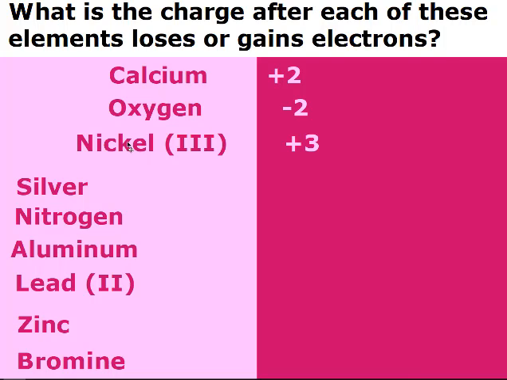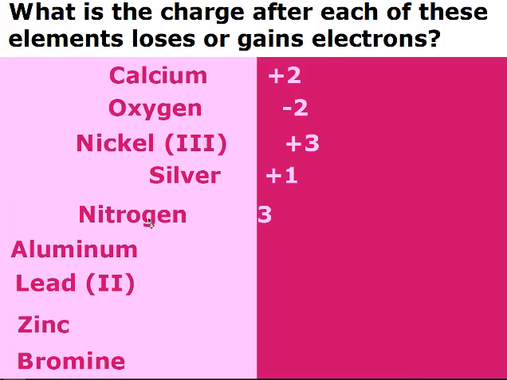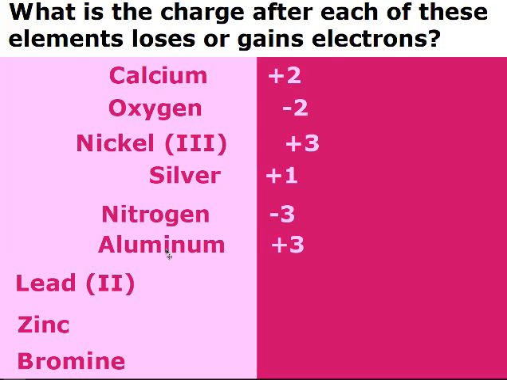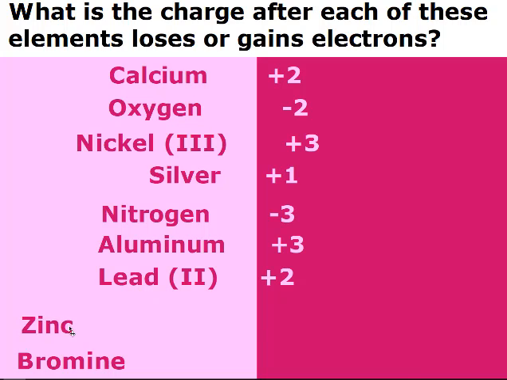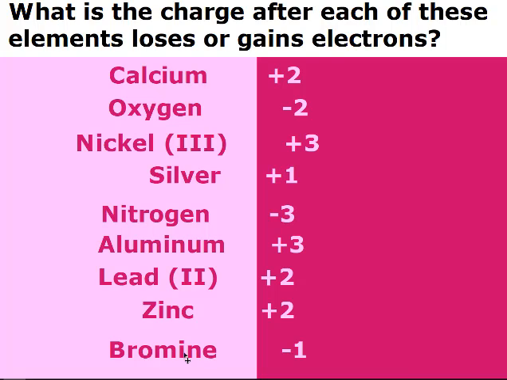Go ahead and pause the video and answer these other 6 on your own. Restart when you have those 6 charges. So silver was a +1. Nitrogen, a -3. Aluminum should have been a +3. Lead in this case is a +2. Zinc is a +2, and bromine is a -1. If you missed any of those, go back to the periodic table and re-find it, and make sure that you're looking in the right column and finding the correct element.